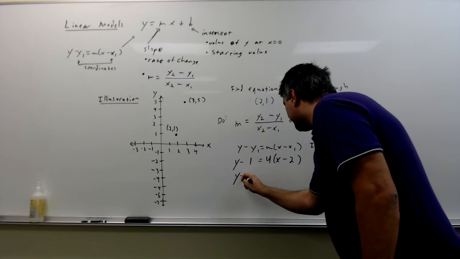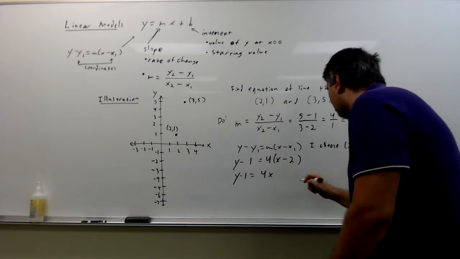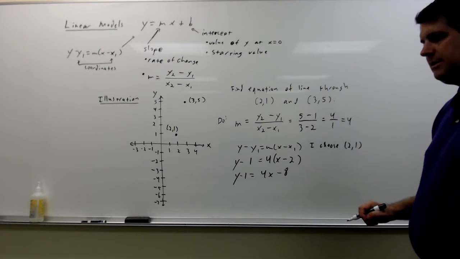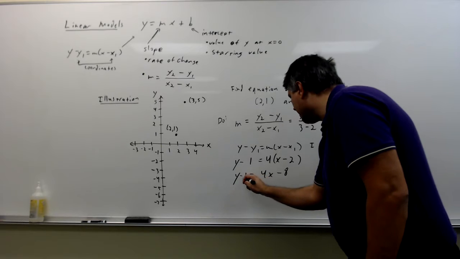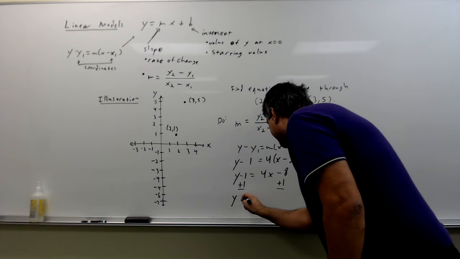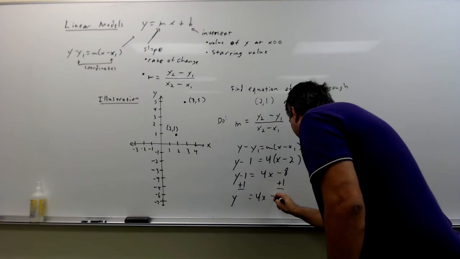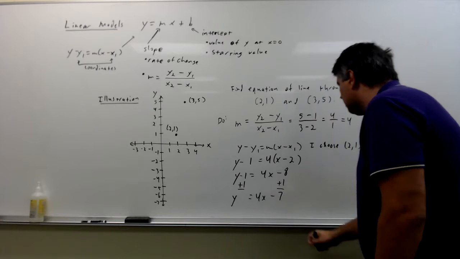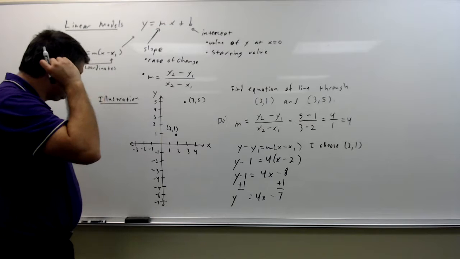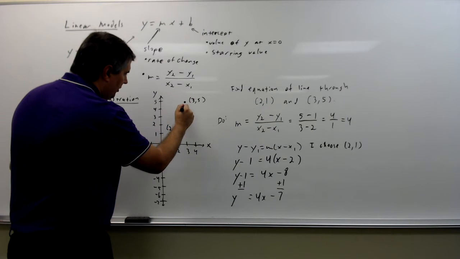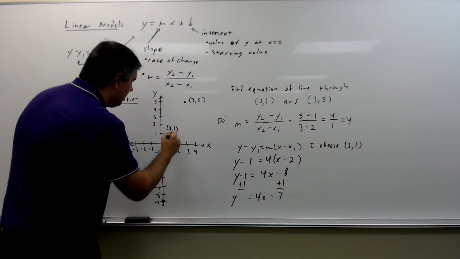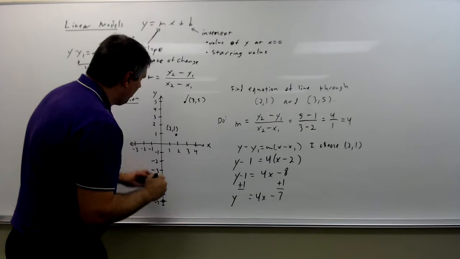So, like we did before, we do the multiplications. 4 times x and 4 times minus 2 is minus 8. Next, I want to get the y by its lonesome. I undo the subtraction by adding 1. And y equals 4x minus, a loss of 8, gain 1 is a net loss of 7. Okay? So if I was to draw this line, it would go through these points.